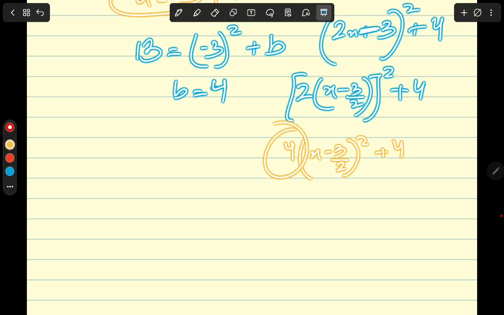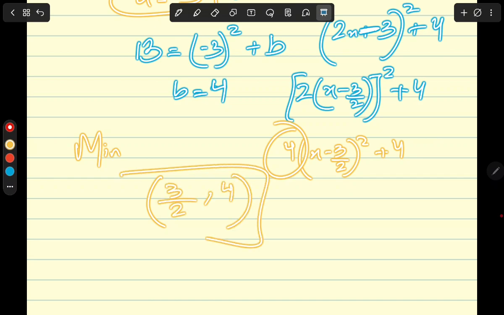So now, since this quantity is positive, this is a minimum type curve. The bracket becomes 0 at x equals 3 upon 2, because I equate the bracket to 0 in order to get the x value. So the turning point is going to be at (3 upon 2, 4).